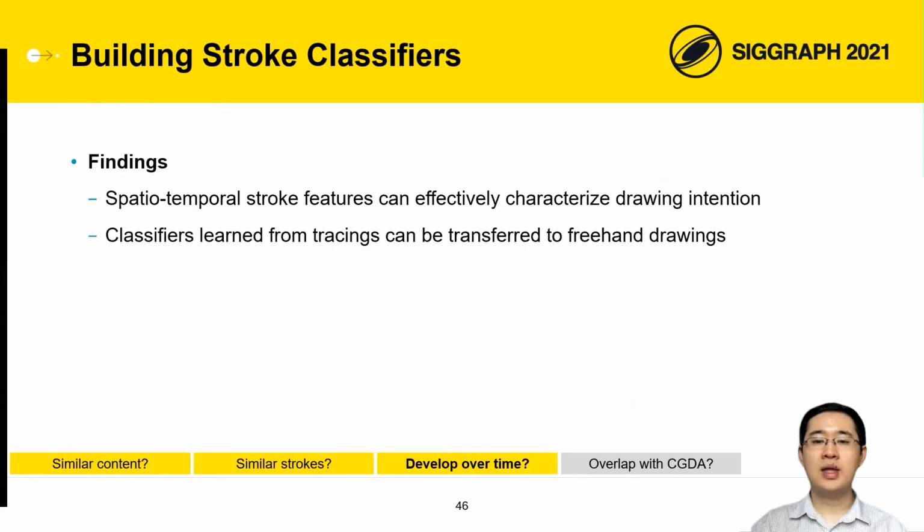To sum up, we found that spatial temporal stroke features can effectively characterize drawing intention. Classifiers learned from tracings can be transferred to freehand drawings.